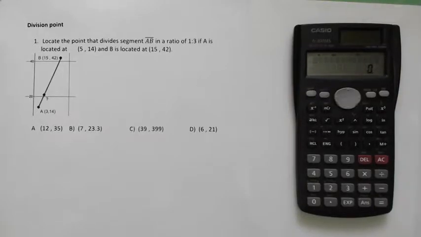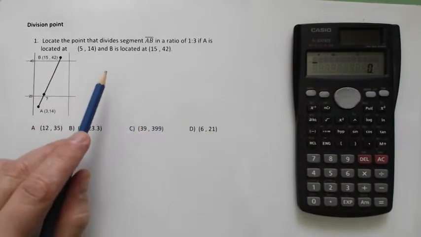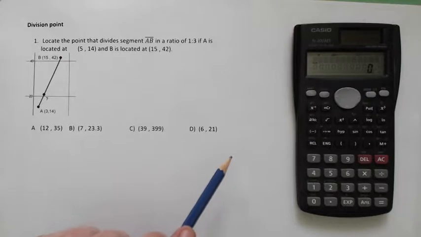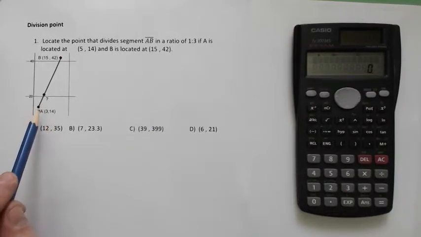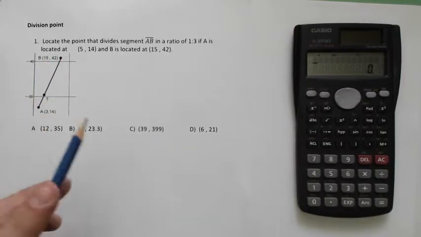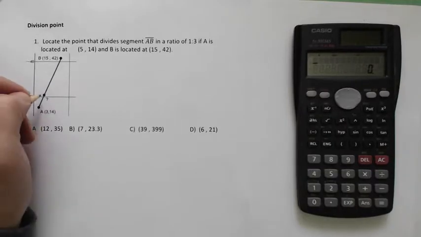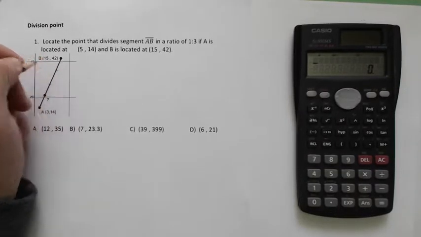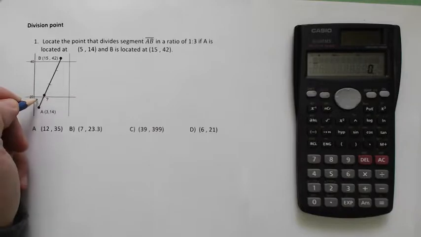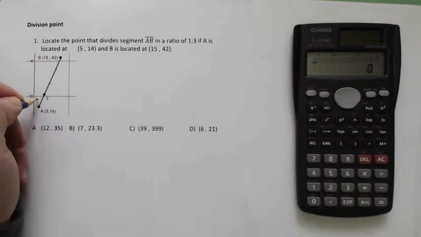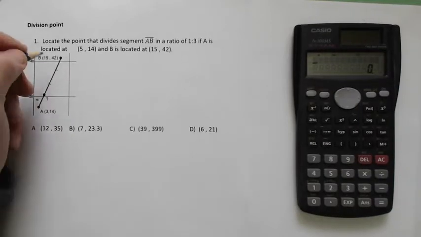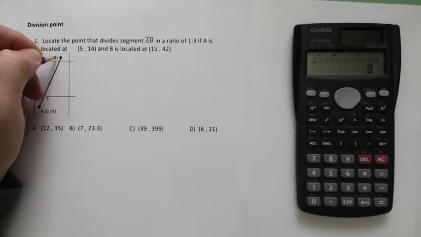This is division point. Locate the point that divides segment AB in a ratio of 1 to 3 if A is located at 3, 14 and B is located at 15, 42. So here's my A and here's my B, and the ratio is 1 to 3, and what I want to show you is that it basically breaks into 4 equal parts, where this part right here is kind of the first part of the ratio, and this is the second part of the ratio over here.